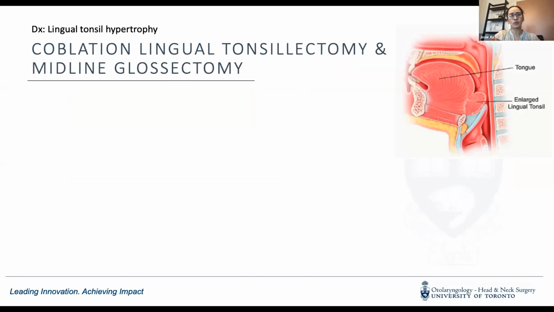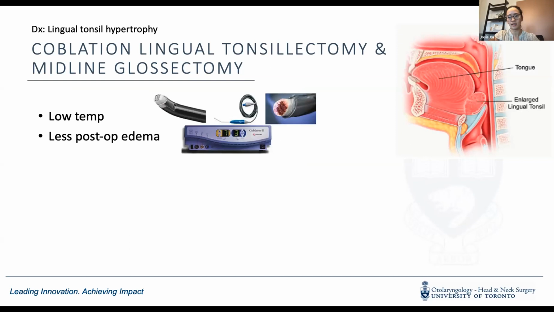So if the patient has lingual tonsil hypertrophy, as I alluded to before, I'm excited to offer coblation lingual tonsillectomy and midline glossectomy. Instead of traditional techniques with monopolar cautery, which is at much higher temperatures and causes a lot more airway swelling, or the patient needs to stay in ICU afterwards, coblation can be used, which uses low temperature to decrease the tissue that is in that area.